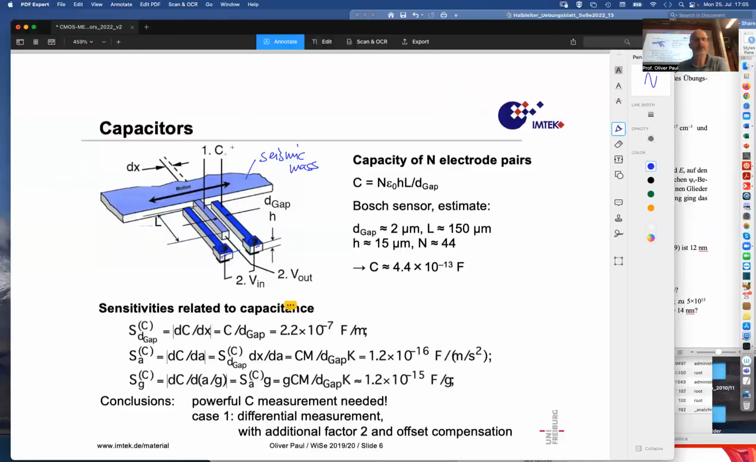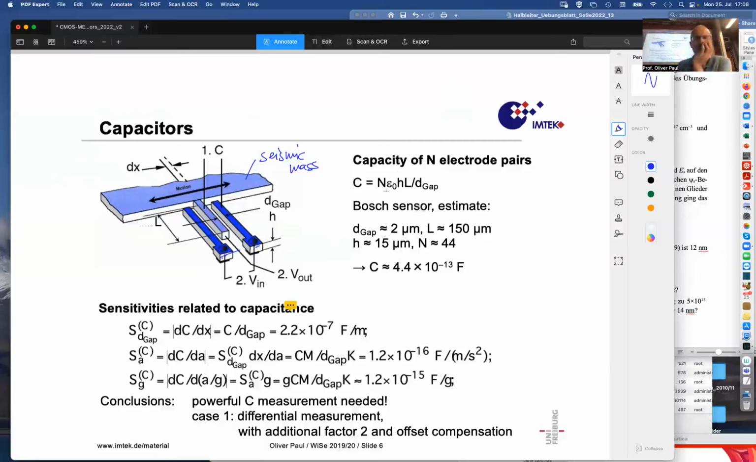Now, let's look at the capacitance. What capacitances do we have to measure? Capacitance is equal to the number of gaps times epsilon 0 times the cross-sectional area of the electrode plates. Here it is height times length. And of course the gap is in the denominator. So this is the standard capacitance formula for a parallel plate capacitor.